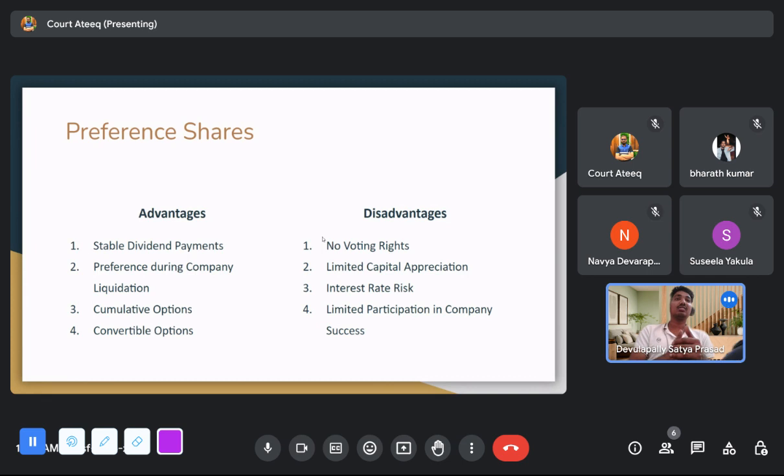The third is interest rate risk. Say the company is only giving us 5%, but if in the market conditions it is 8%, we are losing this 3%, right? It is an interest rate risk. Yeah, next slide, I think.